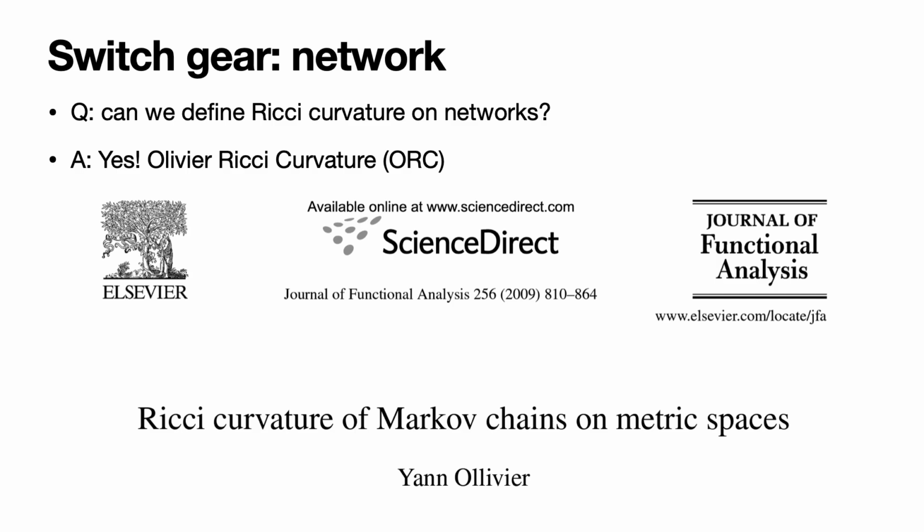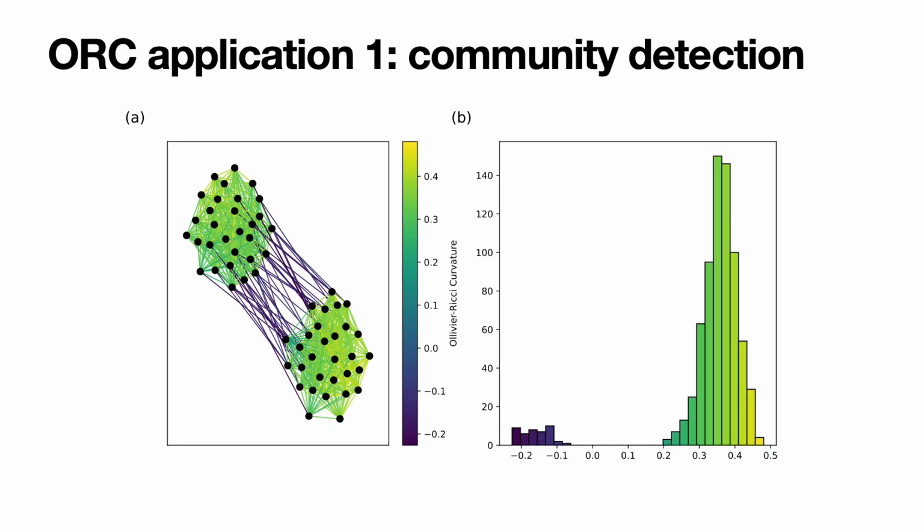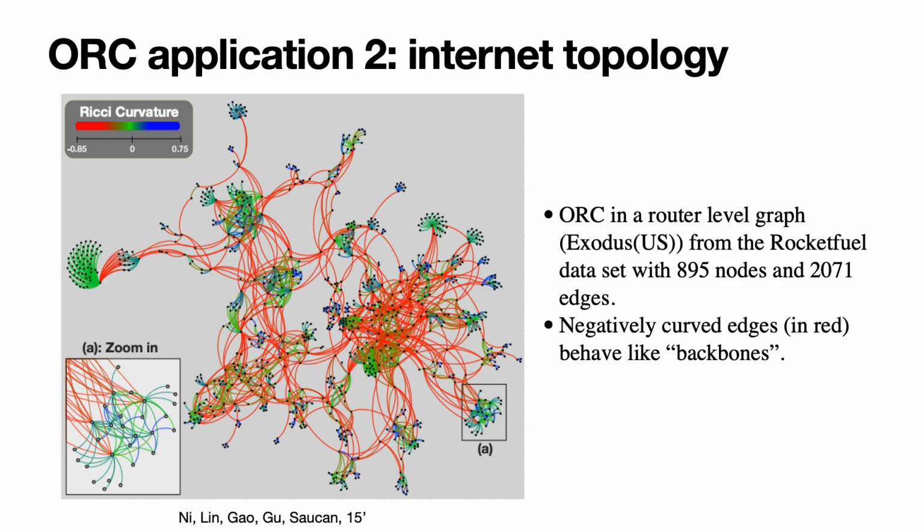So clearly, if you want to subsample from this network and preserve the overall shape, you better keep the red edges, which are really the so-called backbone of the network. So this says, okay, if you want to preserve the overall structure, just keep the negative curvature edges. You can drop all the positive curvature edges.